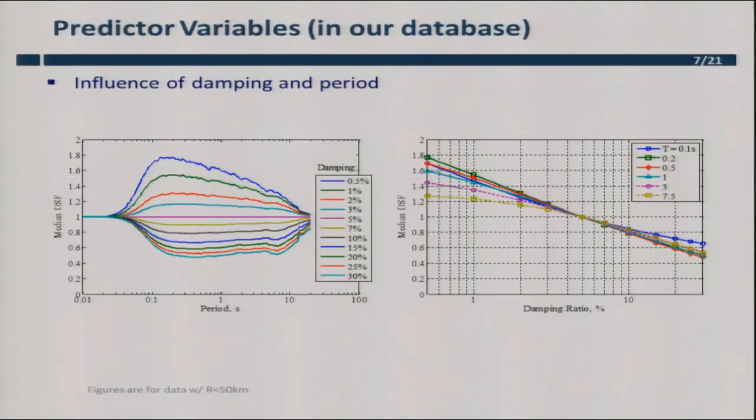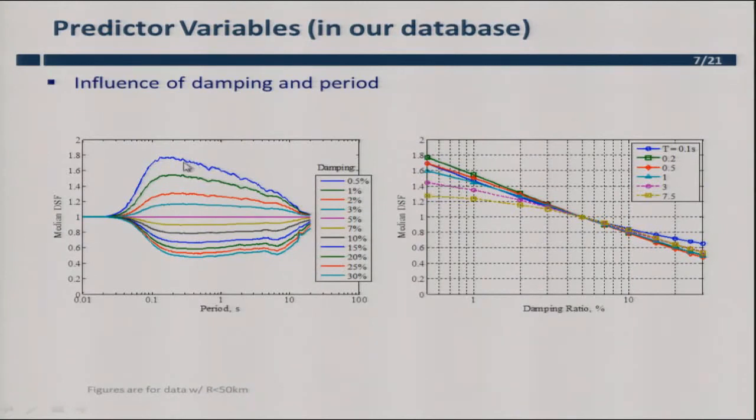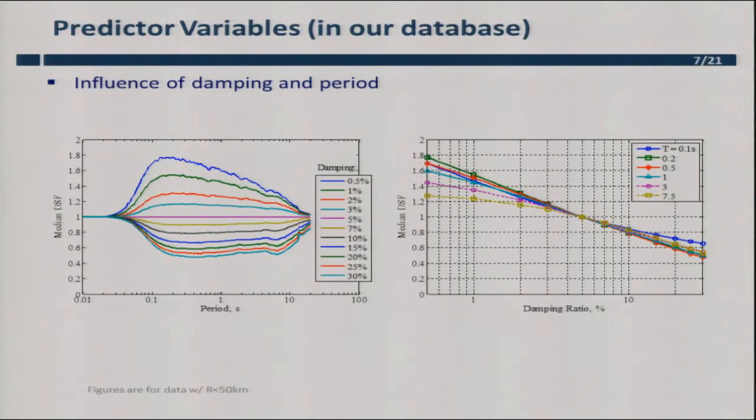We see very systematic patterns with damping ratio and period as expected. In the plot here, you see the median DSF plotted versus the period at different damping ratios, and vice versa, the median DSF plotted versus damping ratio at various periods. So the pattern is as we expected. For example, at very short and very long periods, the DSF approaches unity, which makes physical sense. You can see that these plots for median DSF, they range from 0.5% damping ratio on the top all the way to 30% damping ratio at the bottom.